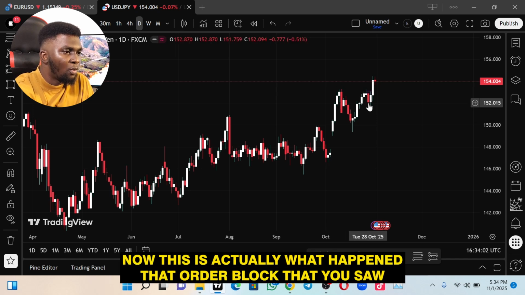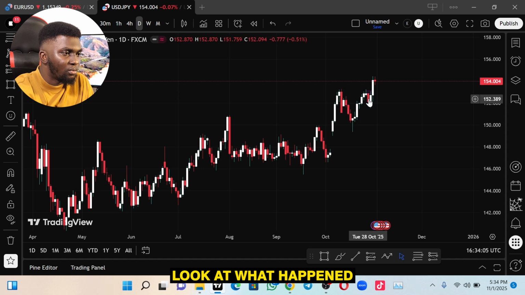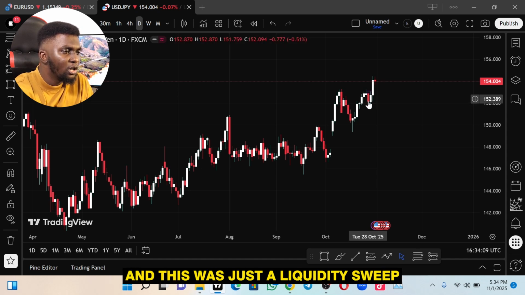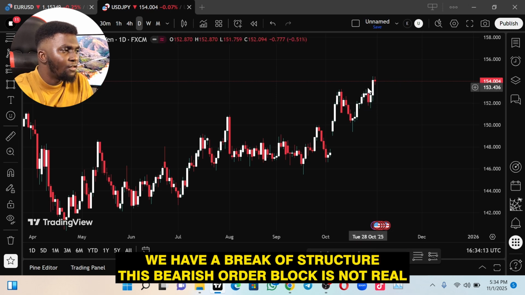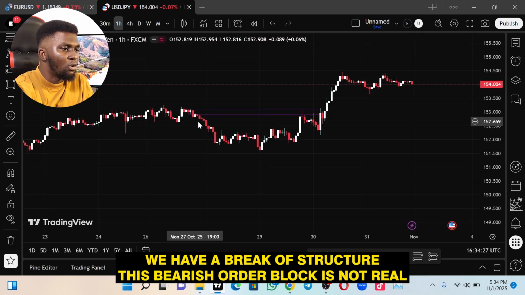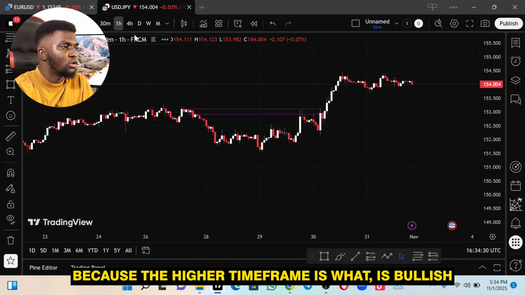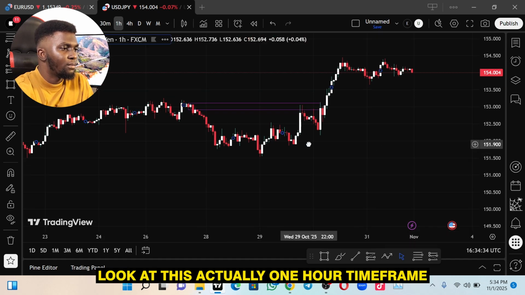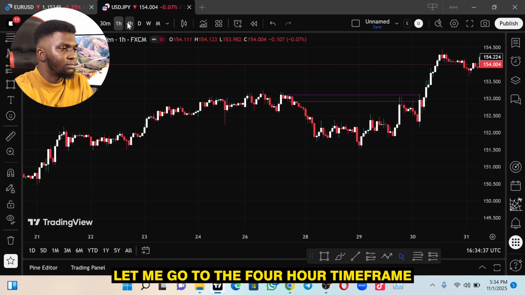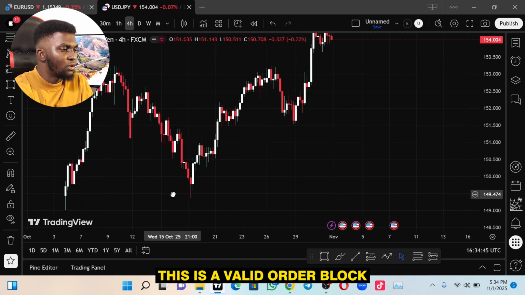Now, this is actually what happened. That order block that you saw, look at what happened. There was just a change in delivery, and this was just a liquidity sweep. It was just liquidity. So after liquidity was taken, we have a break of structure. This bearish order block is not real because the higher time frame is bullish. Look at this, actually the 1 hour time frame. Let me go to the 4 hour time frame. This is a valid order block.